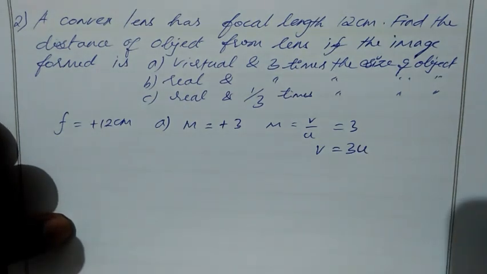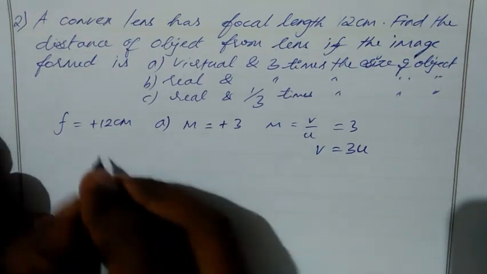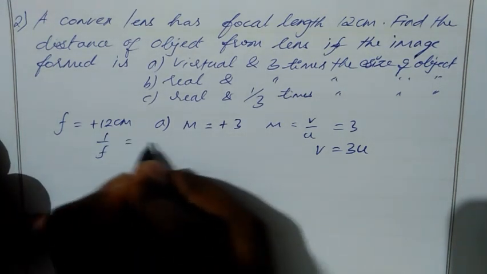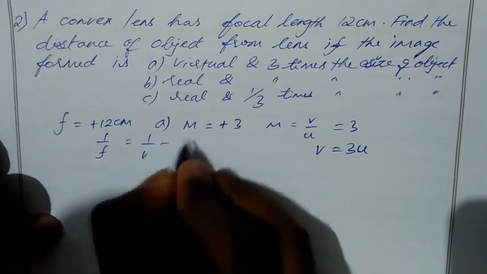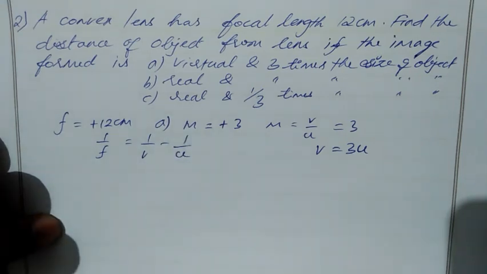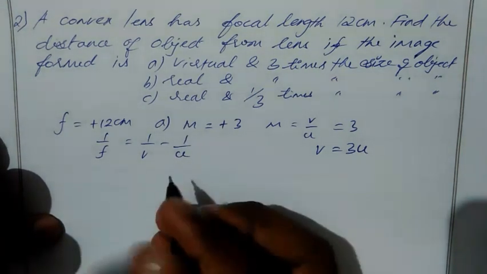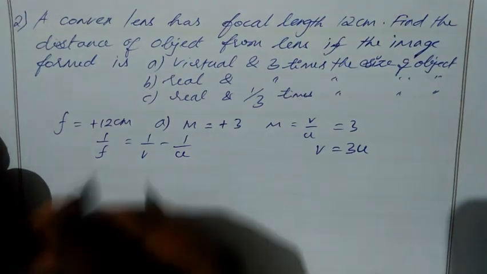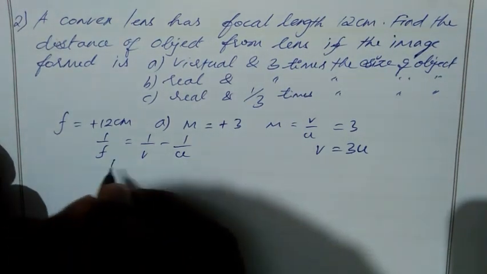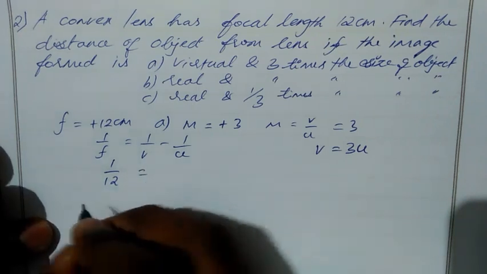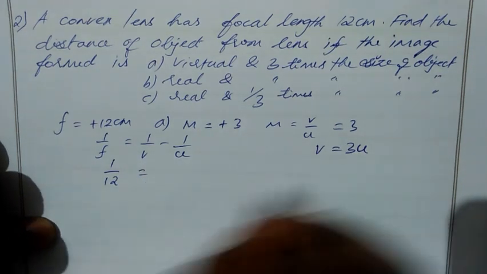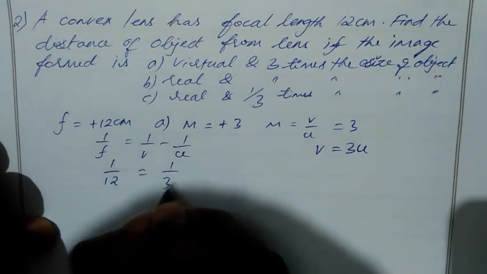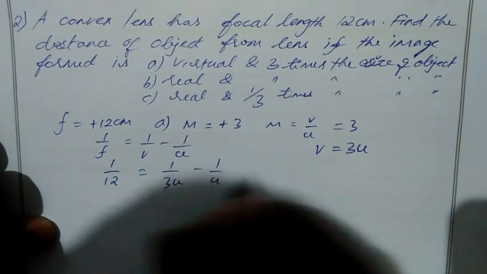Okay, so now go for the equation, the lens formula: 1 by f equal to 1 by v minus 1 by u. We can rearrange the equation, or we can take it as it is. 1 by 12 equal to, what's the value of v? Value of v is 3u. So 1 by 3u minus 1 by u.